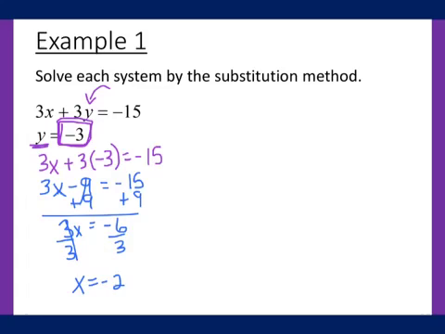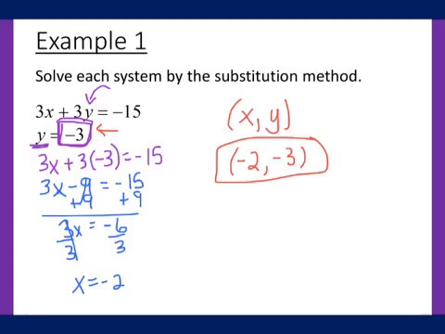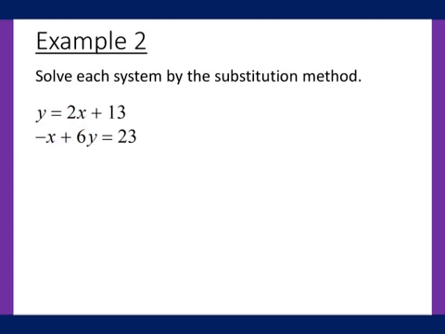So we got x, and now just like yesterday when we were graphing, our answers are a point, x comma y. And so we just found that x is -2, and we actually know from our problem that y is -3, so our answer is -2, -3. Alright, let's try another one.